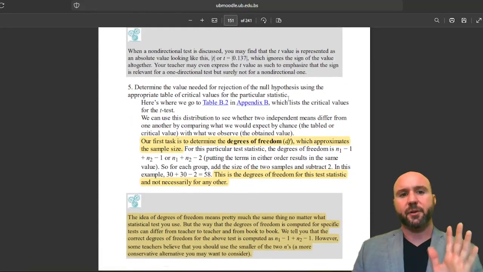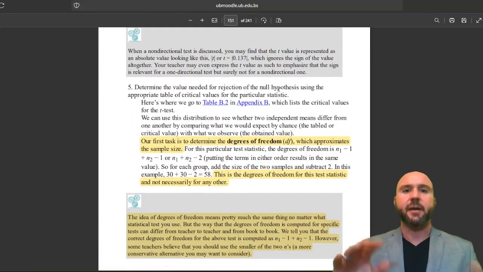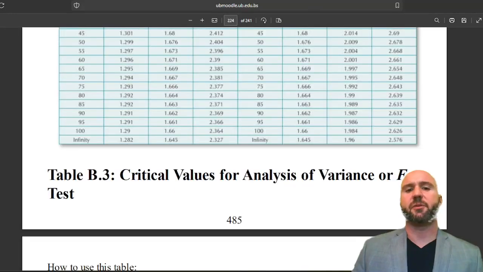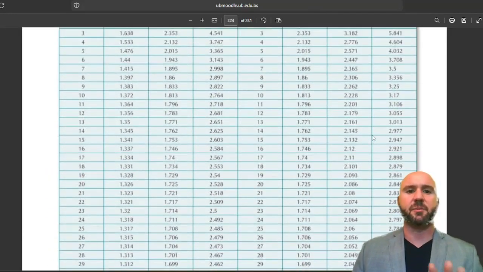So what the rest of this is telling you is, okay, in order to find that, you have to use table B2 in appendix B in the back of the book. When I switch over to this tab, I've already set it up to be in the back of the book.